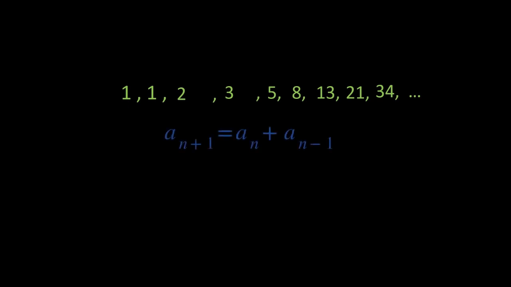Then the sequence is defined so that each term following these two is the sum of the two terms preceding it. So the term following these will be 1 plus 1, which is 2, and then 2 plus 1, which is 3, and then 5, 8, 13, 21, 34, and so on. We name the nth term a sub n, and so the sequence is defined by a sub n plus 1 is equal to a sub n plus a sub n minus 1. This is called a recursive formula.